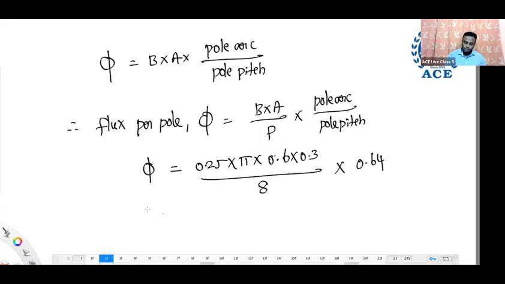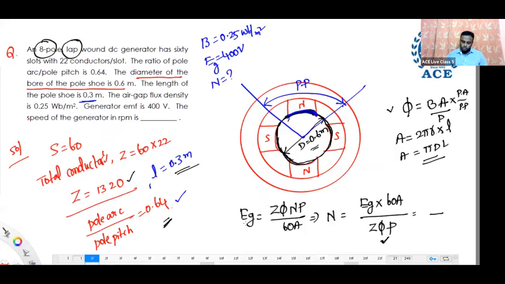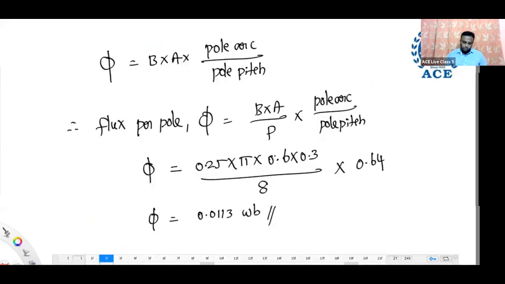So solve this value and you will get flux per pole, phi. How much is it? Tell me. Flux per pole is how much? 0.0113, right? 0.0113 Webers. This is the flux per pole. Once you find this, you will get the answer. Only phi is unknown in this. Therefore, substitute in the EMF equation. So all of you got this 0.0113 Webers. Okay, right.